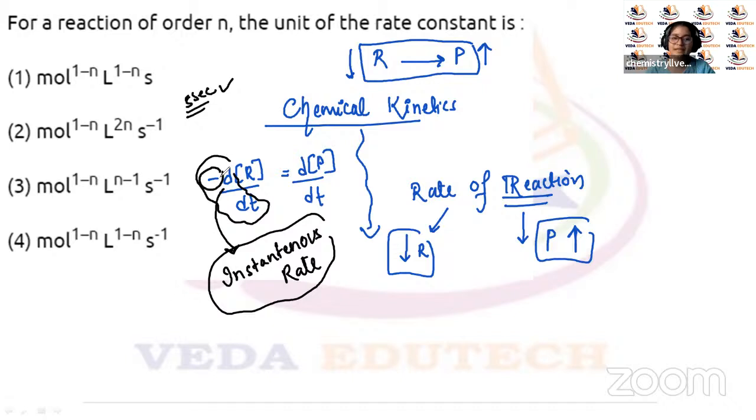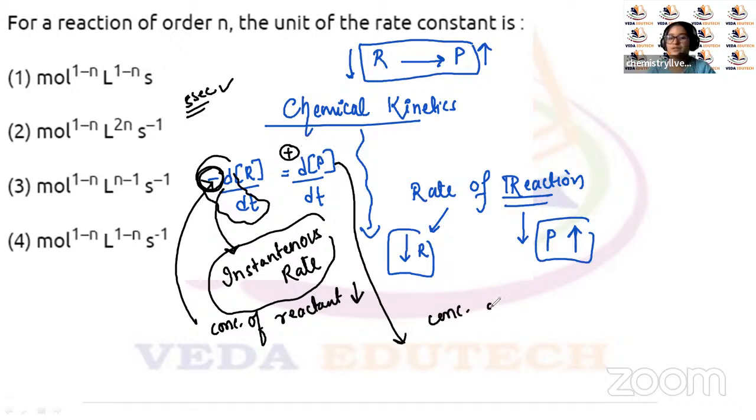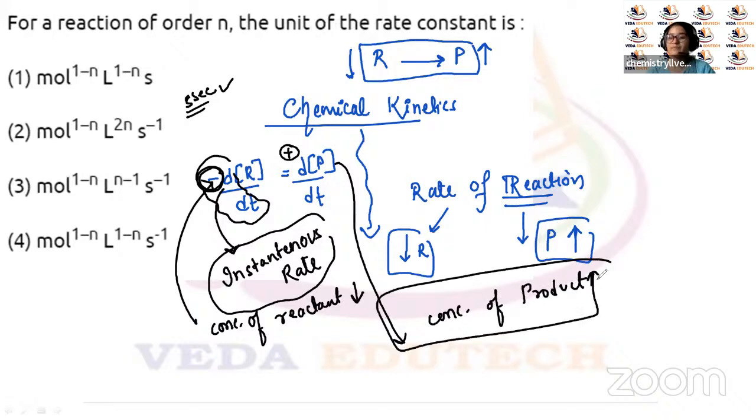And why is this minus symbol given? This minus symbol is given to denote that the concentration of the reactant is decreasing with time. And there is a plus sign here, which denotes that the concentration of the product is increasing with time. So that is how we denote the rate of a reaction. This was the concept here.